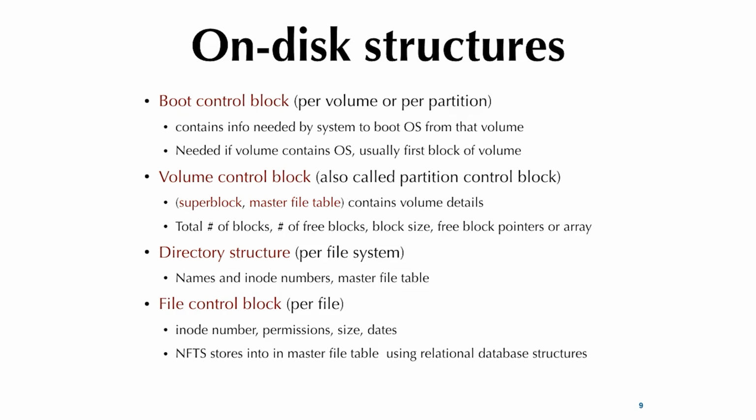Okay, implementation. So remember, there's structure you have to save on disk, right? So what are these? There's the boot control block, the volume control block, sometimes called the partition control block, the directory structure, and the file control block. So a boot control block is really one per volume or one per partition.